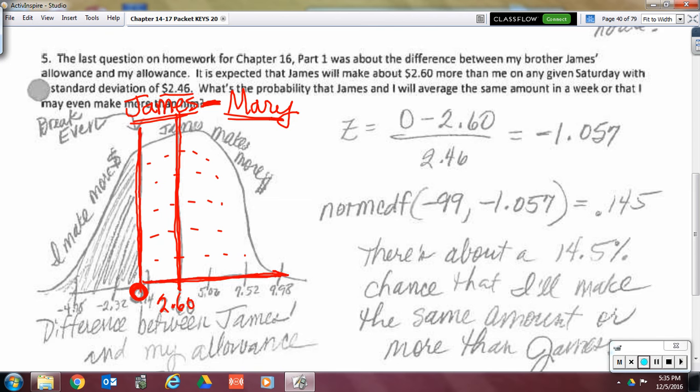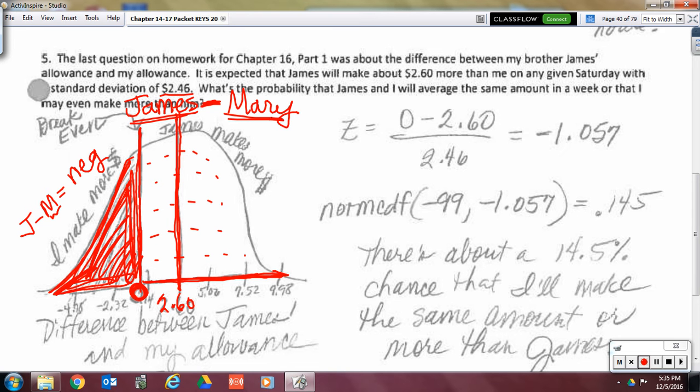And James minus Mary is a positive number, so he makes more. But notice over here on the left, if you subtract James minus Mary and it equals a negative number, then that means Mary makes more. So over here to the left of the 0, you have to just pay attention to which one is which, when, who makes more.